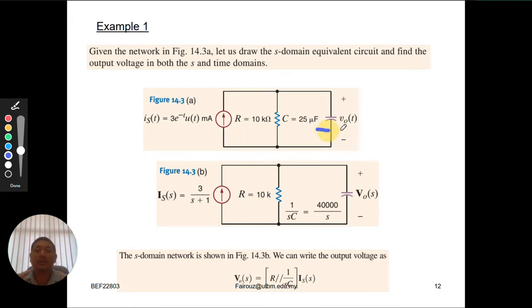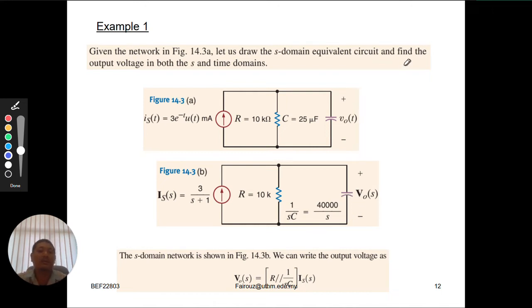Now we have to look at the capacitor. So capacitor C in time domain is 1 over SC in S domain. You can just simply do the calculation. Replace C with 25 micro, you will get 40,000 over S. All right, so that is the value of 1 over SC, the value of the capacitor in S domain.